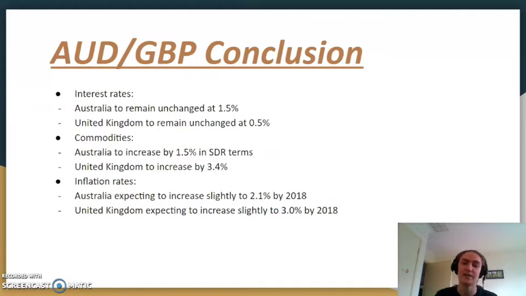AUD and GBP conclusion. In conclusion, after thorough research, both the AUD and GBP will experience similar activity in the near future, with interest rates remaining unchanged and inflation rates and commodities increasing within the foreseeable future for both currencies. Therefore, due to both the currencies experiencing similar changes, it can be assumed neither currency will appreciate or depreciate against each other in the near future.